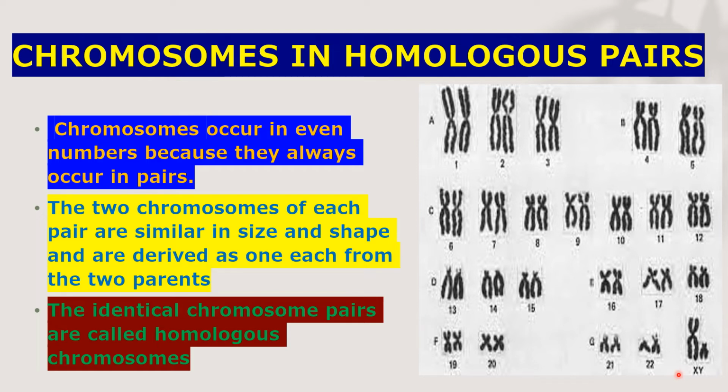But in the case of a human male, 22 pairs of chromosomes are homologous chromosomes. The 23rd pair, that means the sex chromosomes, are not homologous. They are not identical or the same size and shape in the case of a human male. The two chromosomes of each pair are similar in size and shape and are derived as one each from the two parents. The identical chromosome pairs are called homologous chromosomes.